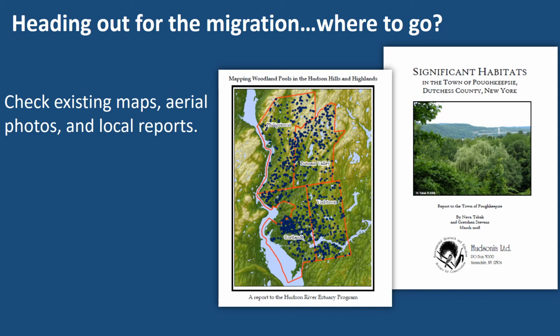Another source of information are local studies and town maps and town plans. It's not consistent what's available for each community in the Hudson Valley, but it's always worth checking to see what your town might have. And these are two examples. The first on the left was actually a woodland pool mapping project that was funded through our program. And it was focused down in the Hudson Highlands, 2 towns in Putnam County and 2 towns in Westchester County that were sharing borders. And this project actually predicted locations of woodland pools.